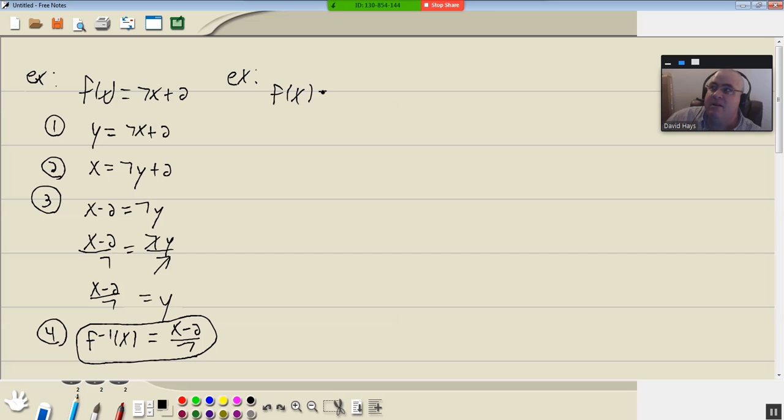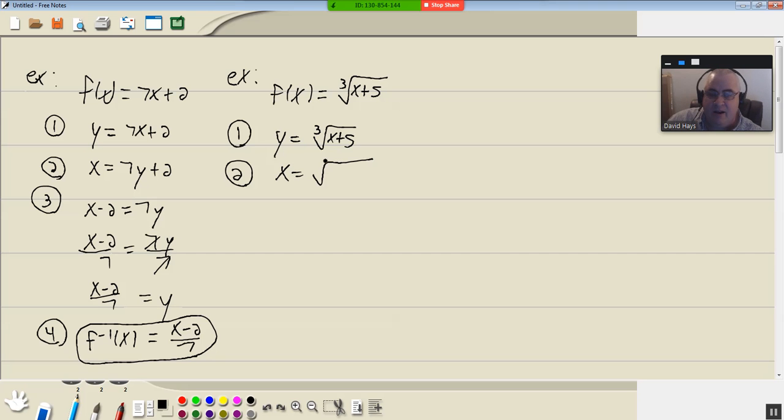Let's take a look at f of x equals the cube root of x plus 5. And we want to find the inverse. Well, step 1, replace f of x with y. So we got y is equal to the cube root of x plus 5. Step 2, interchange x and y, swap them. Where the y is, you put an x, and where the x is, you put a y. Step 3 is to solve for y.